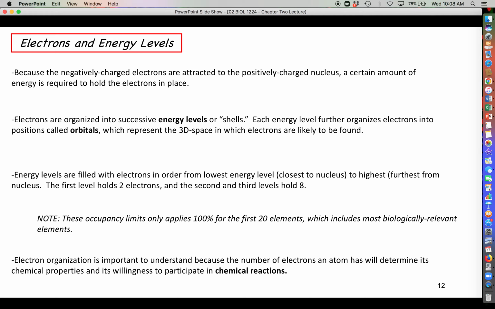Now, the reason why we care about all this is that organizing electrons into energy levels is going to be important to know, because ultimately the number of electrons an atom has will help to tell us a lot about that atom's chemical properties and its willingness to participate in chemical reactions. Particularly, for any given atom, we are going to be interested in how many electrons are in the outermost energy level, which we call the valence electrons, the valence shell.